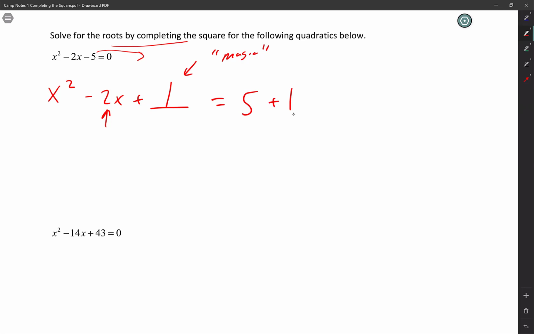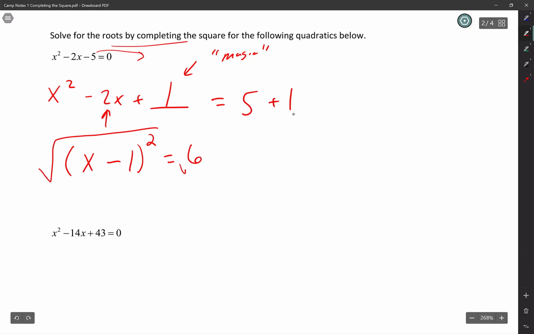Now, why is this special? Just like I said a little while ago, it's special because this trinomial will always reduce to x minus 1 with a square on the outside. If you FOIL this out, you get x squared minus 2x plus 1 equals, and then 5 plus 1 is just 6. See? Simple. So now, to get rid of the square, all you got to do is square root. X minus 1 equals plus minus square root of 6. Square root of 6 is some decimal that goes on forever. I'll move the 1 to the other side, so you get x equals 1 plus minus square root of 6.